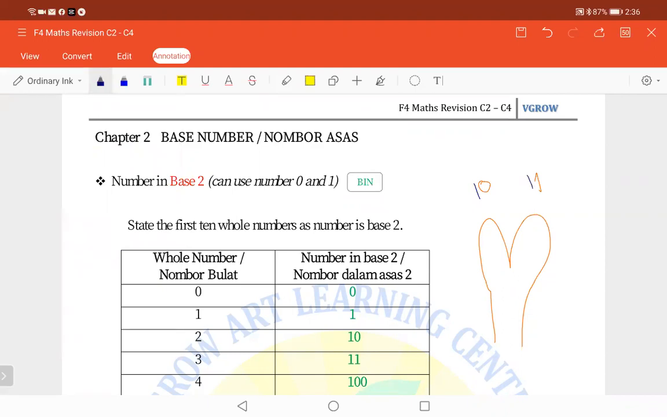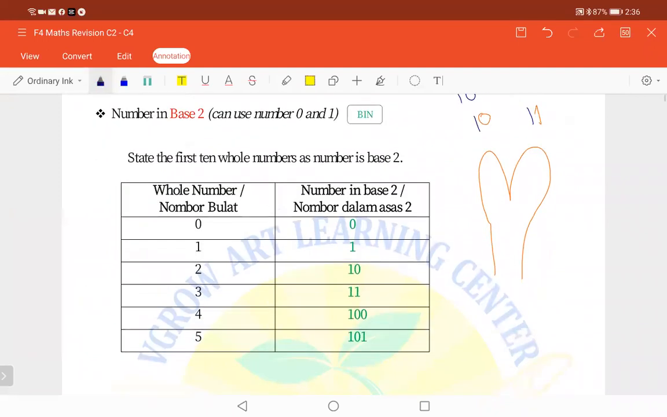Then it becomes 11. Next is not 2, so it will be 100, 101. Okay, so you can see here, 0, 1, 1, 0 become 2 digits. 11, after 2 digits, then becomes 3 digits. 1, 0, 0 plus 1 again is 1, 0, 1.